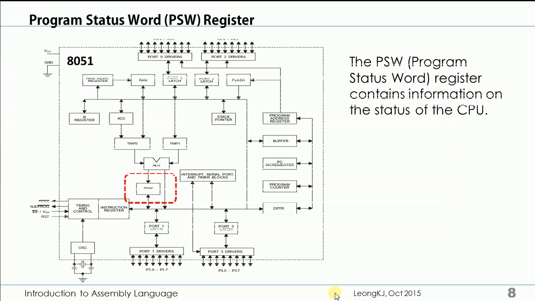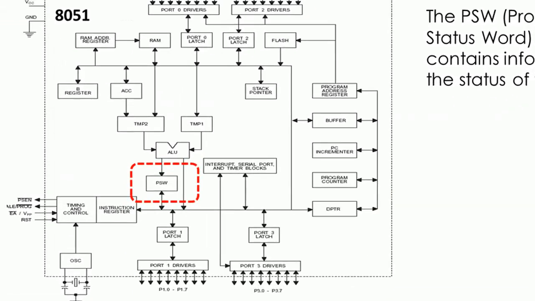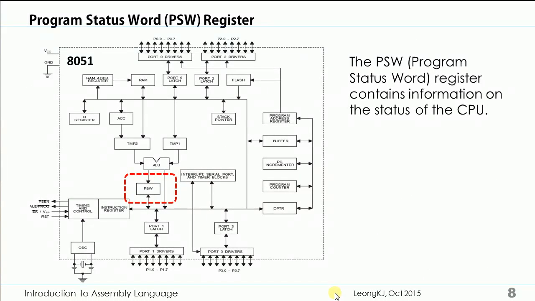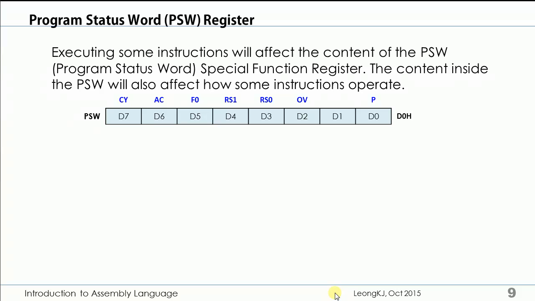Let's recall the architecture diagram of the 8051. The PSW, or Program Status Word Register, contains information on the status of the 8051. The PSW is an 8-bit register. These numbers D0 to D7 are the bit addresses of the bits inside the PSW. We will be particularly interested in the carry flag and the overflow flag for the topics to be discussed here.